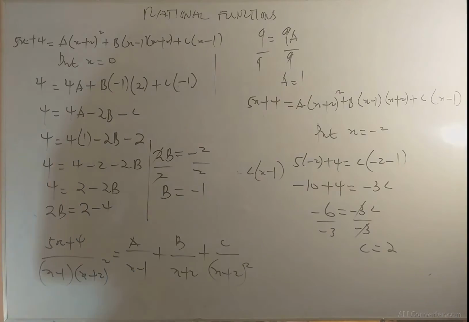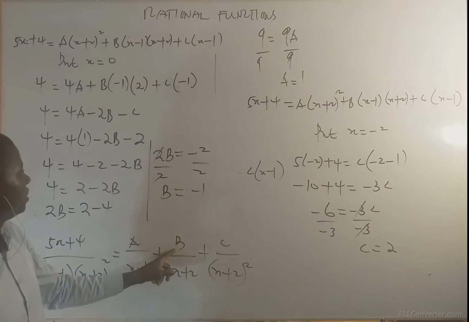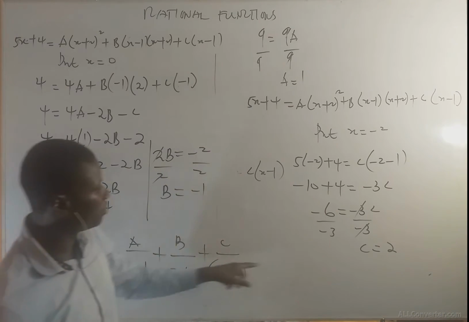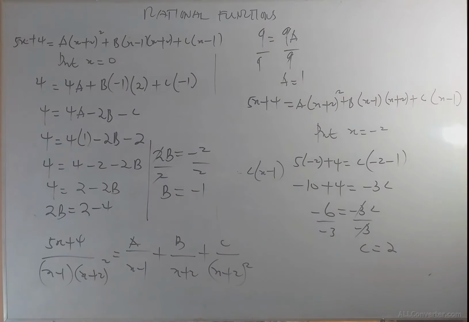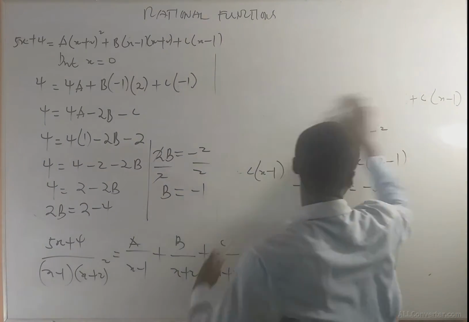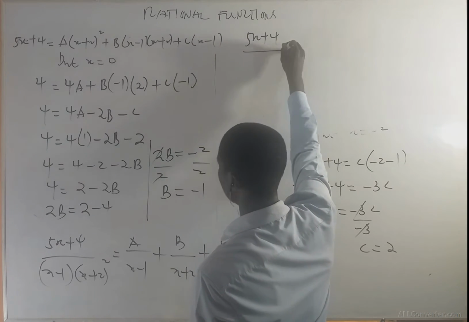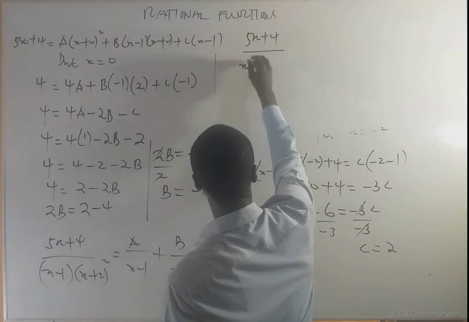So now the value of a equals 1. And so a will be 1. The value of b equals minus 1. And the value of c equals 2. So by substitution, we are going to have 5x plus 4 all over x minus 1.